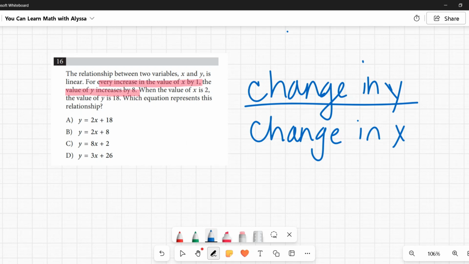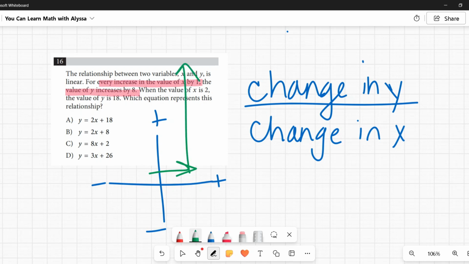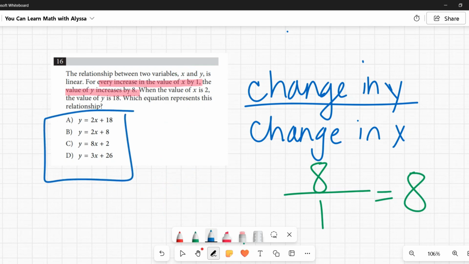They're telling us right here that the x value is increasing by 1. So on the xy graph, it's going this way by 1. And every time that happens, the y is increasing by 8. So the change in x, the one on the bottom, is a positive 1. And on top, the change in y is a positive 8. So this is 8 over 1, or just 8. My slope is 8.